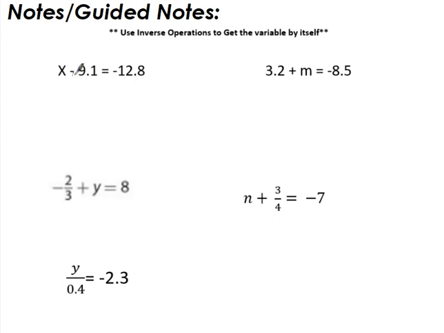Looking at this first one over here, I've got my equal sign. My goal is to get x by itself. That's always the goal. So to get x by itself, I have to get rid of this minus 9.1. Because this is subtraction, I'm going to do the opposite, or inverse operation, which is addition. So I'm going to add 9.1. And whatever I do to the left side, I have to do to the right side, so I'm going to add 9.1 over here.